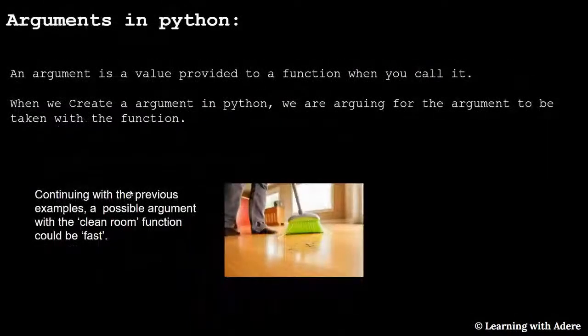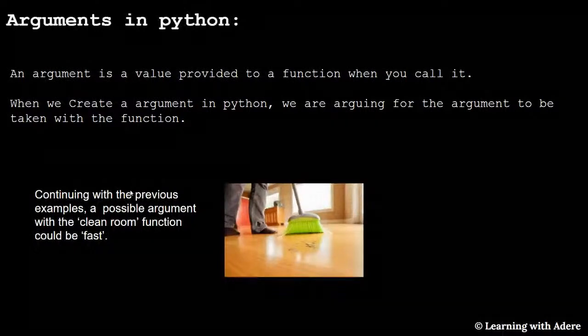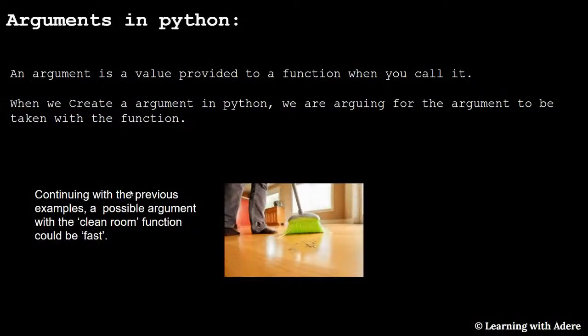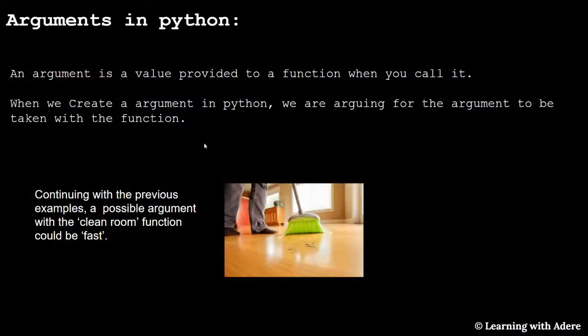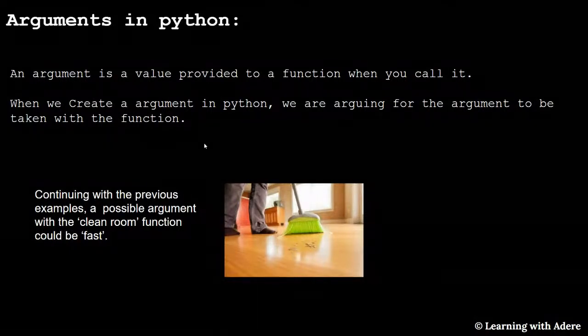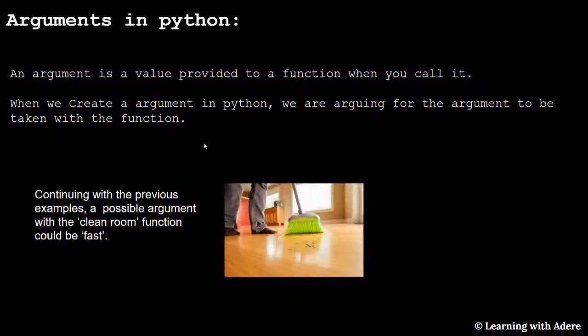Okay, so arguments in Python. So an argument is a value provided to a function when you call it. When we create an argument in Python, we are arguing for that argument to be taken with the function. So continuing on with the previous examples, a possible argument for the function clean room, we're just going to short form go clean room to clean room, could be fast. So that could be an argument for the function. So basically what that function could do, we're just talking hypothetically because we haven't actually made the function. What that function could do is that it could make you skip some steps in cleaning your room. So maybe you're not going to wipe off the desks, or you're only going to wipe up the ones visible.